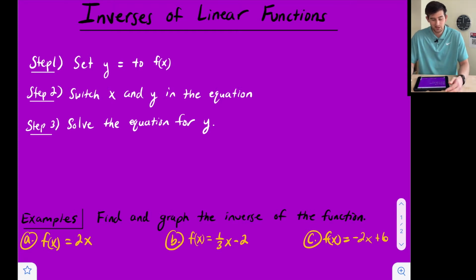So step one just says set y equal to f of x. So instead of having f of x equals, we just want our equation to say y equals. Step two, we're going to switch x and y in our equation. So if we have y equals mx plus b, we want to change that to x equals ym plus b. Then we're going to solve the equation for y. So we're just going to perform inverse operations so that we can get back to y equals, and that equation will be our inverse equation.